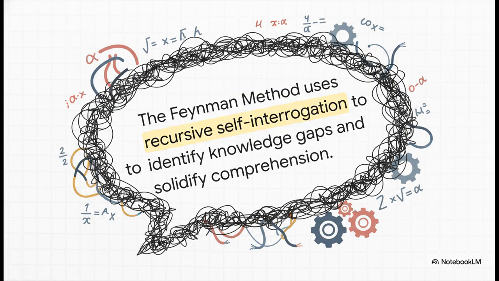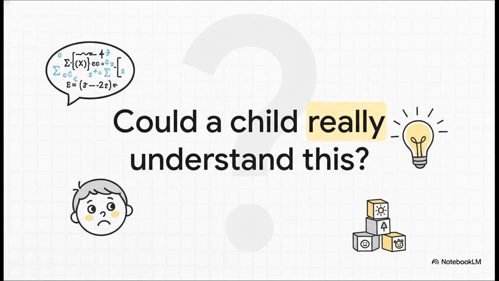Okay, so let me give it a shot. Here's my very first attempt to explain our topic as if I'm talking to a kid. The Feynman method is a mental model that leverages recursive self-interrogation to identify knowledge gaps and solidify comprehension. Sounds pretty smart, right? But is it simple? No way. Not a chance. If I actually said recursive self-interrogation to a kid, they would just give me a blank stare.